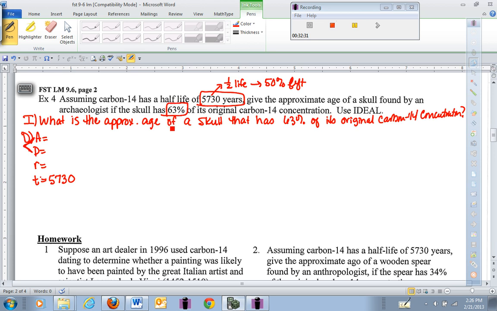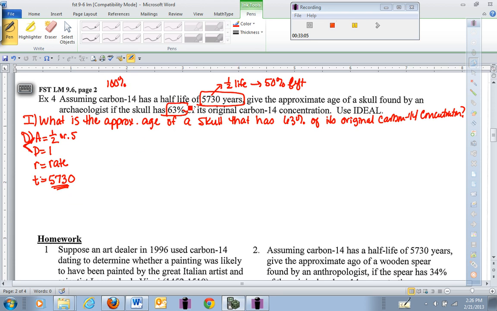Well, it's not going to, because when the person died, whoever's skull this is, I don't know if it's the skull of a person or an animal or whatever, it had 100% of its concentration, and then it continually is losing and losing and losing. So it starts with a P of 1. 100% would be 1. This amount of time right here would make this go to 1/2, or 0.5, not to 63%. That's a different problem. Okay? So we have to figure out the rate at which it's losing its carbon, the half-life rate.